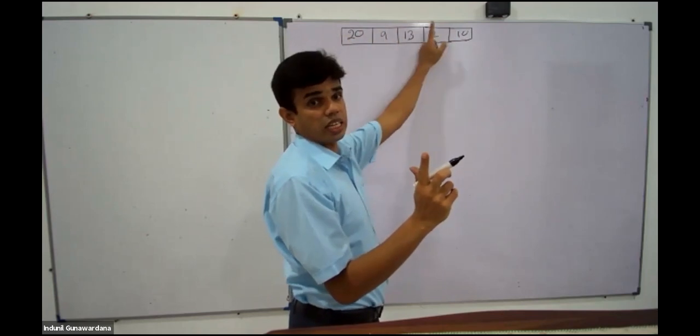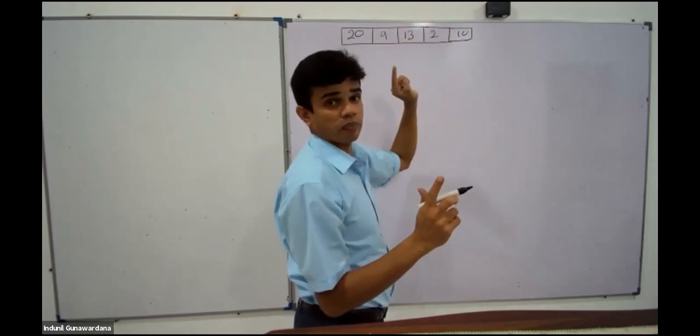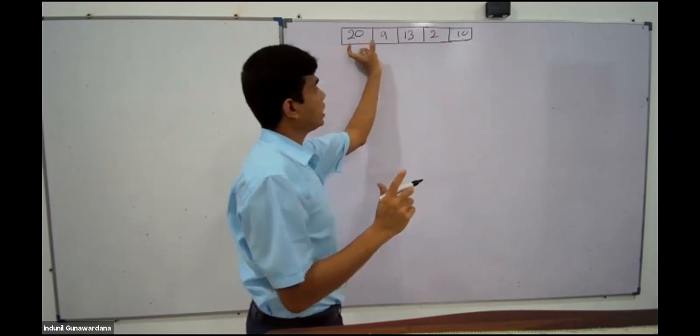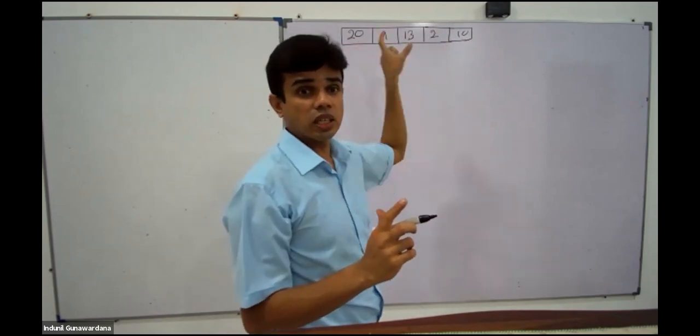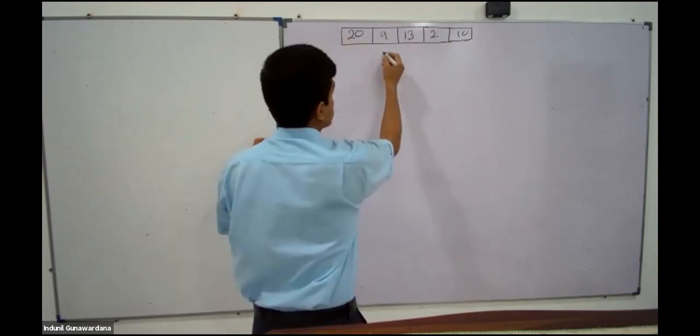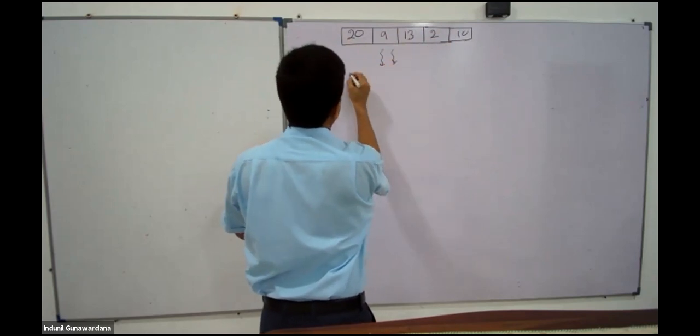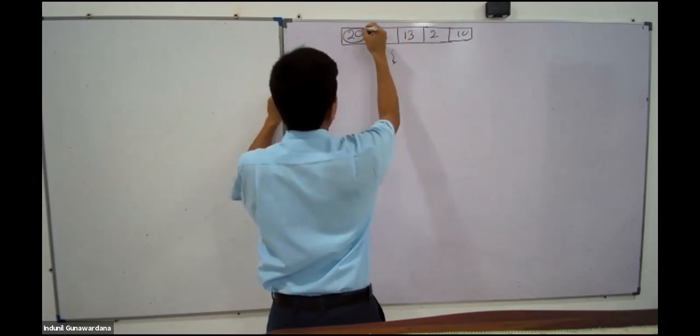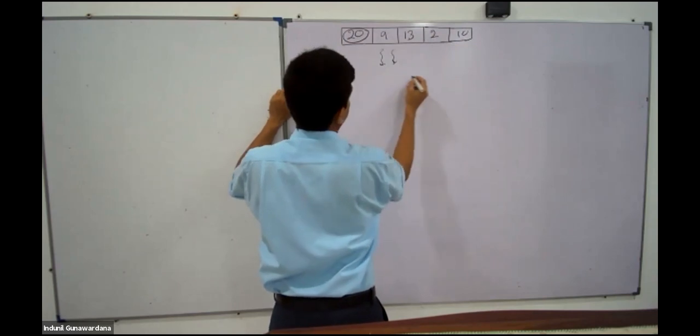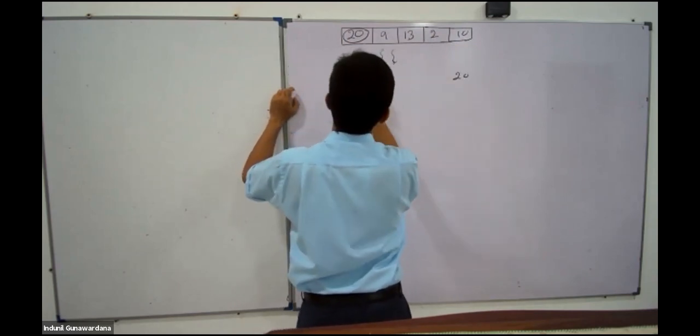We just search the entire list here. 1, 2, 3, 4, 5. 5 items are there. We find the largest here. What is the largest here? 20. So we do some statements, then place that largest on the rightmost. Then here 20 will be there.